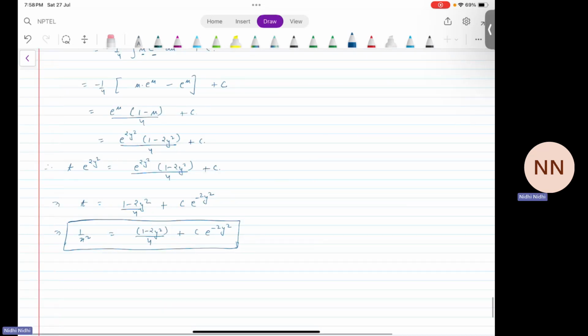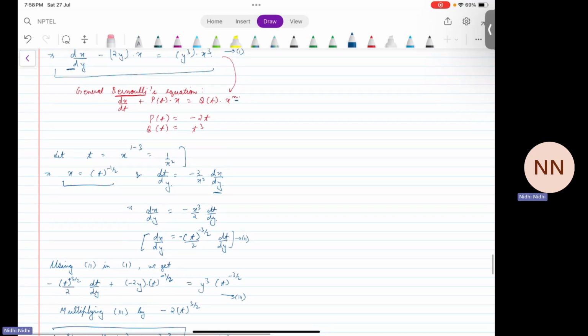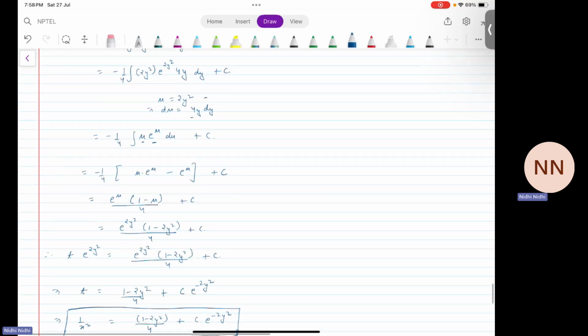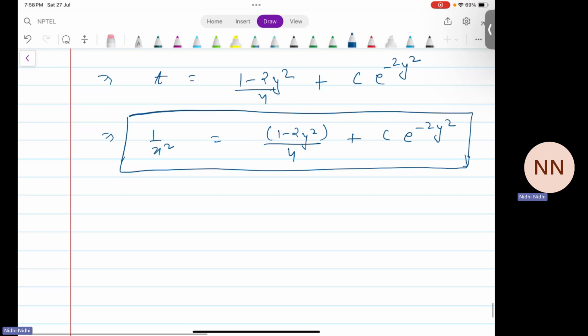The main important thing in this solution was this substitution. It was important to identify that the problem is of the Bernoulli's type, and thus we use this substitution. The rest of the things were what you had already done in your school time. So okay, then let's move to the next question.